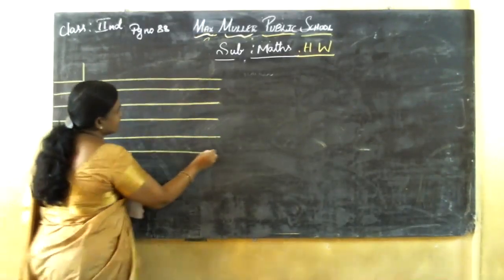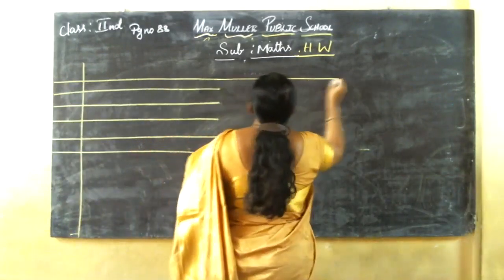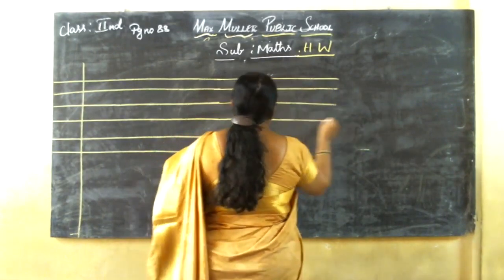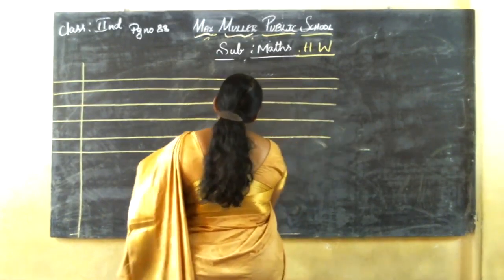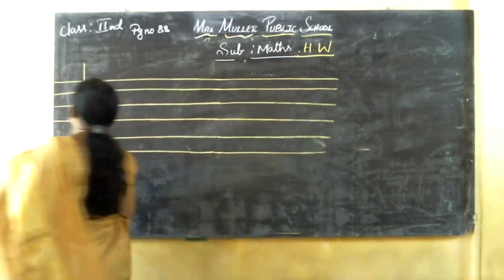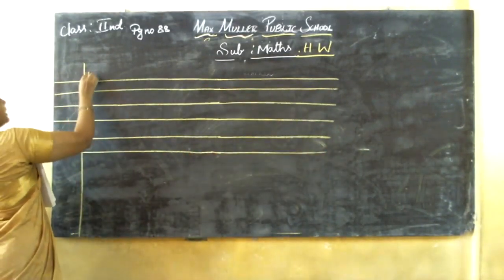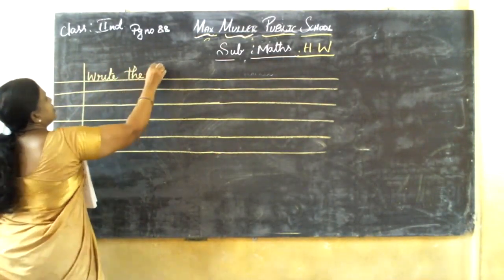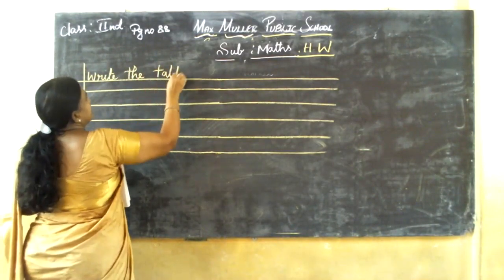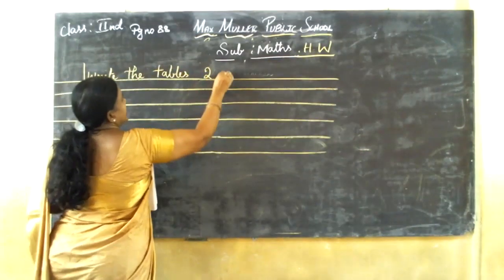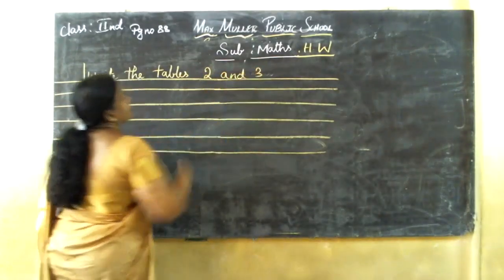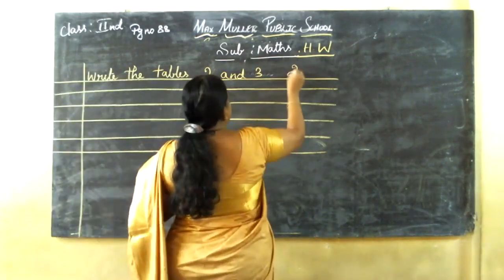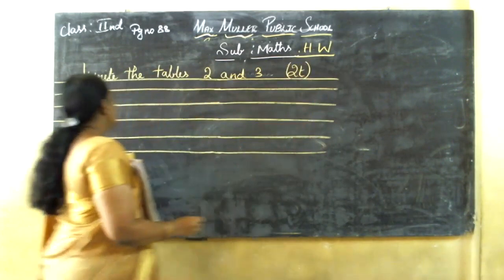Go to a fresh page. Sharpen your pencil, write neatly. Handwriting should be neat. For this also, don't leave the line. Continuously write. See, in the first line, write the tables. Write the tables 2 and 3. You want to write 2 ones are 2 and 3 ones are 3, 2 times. Understood, children?